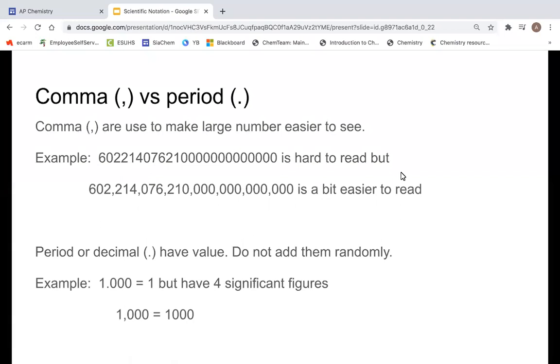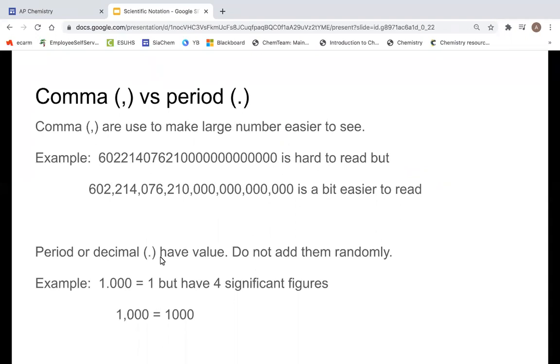First thing first, I want to make it clear the comma and the period are different when you're writing math numbers. A comma basically makes a large number easier to see. For example, like this humongous number, to see it clearly you just put commas in between. This is like a couple gazillions, a really big number, right?